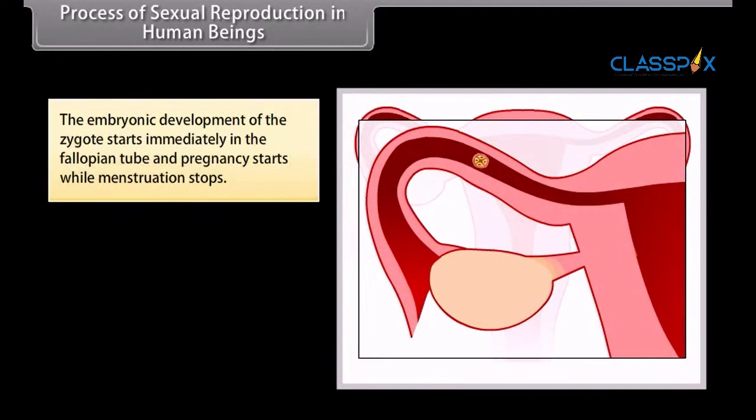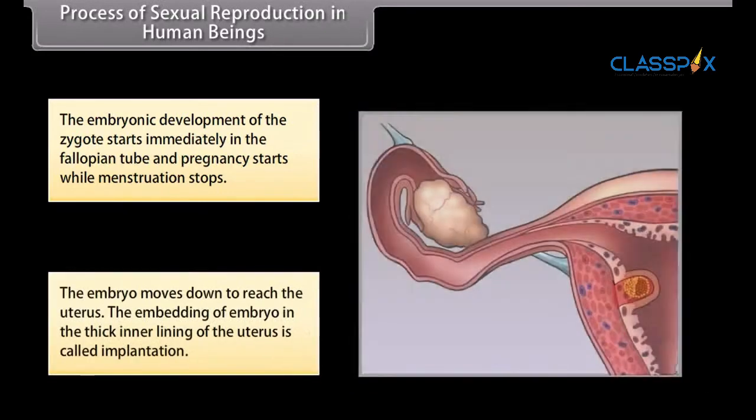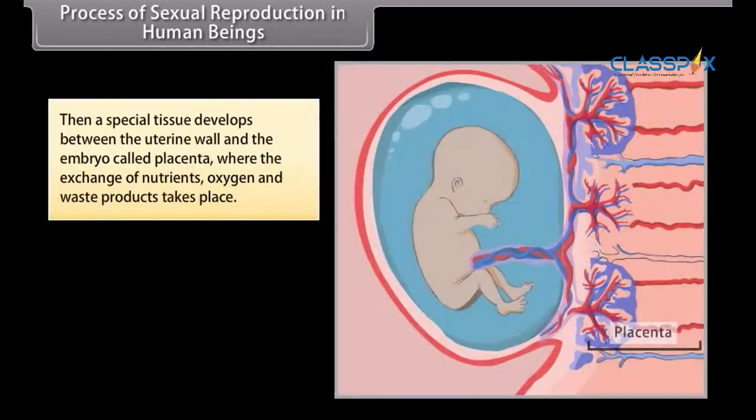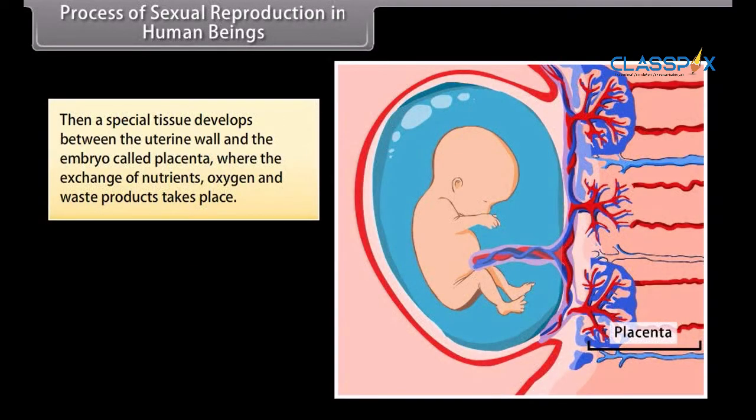The embryonic development of the zygote starts immediately in the fallopian tube and pregnancy starts while menstruation stops. The embryo moves down to reach the uterus. The embedding of embryo in the thick inner lining of the uterus is called implantation. Then, a special tissue develops between the uterine wall and the embryo called placenta, where the exchange of nutrients, oxygen, and waste products takes place.